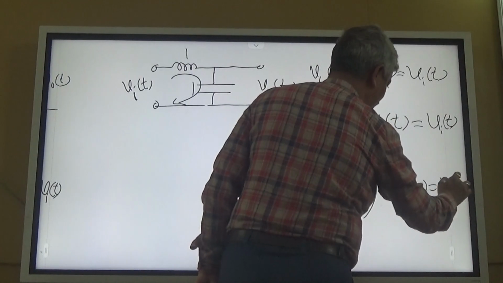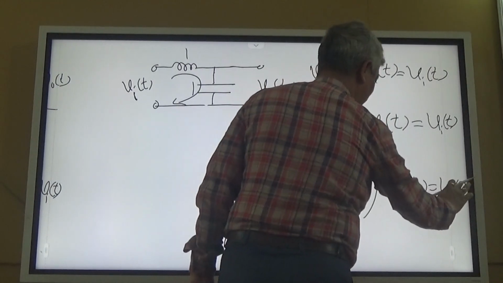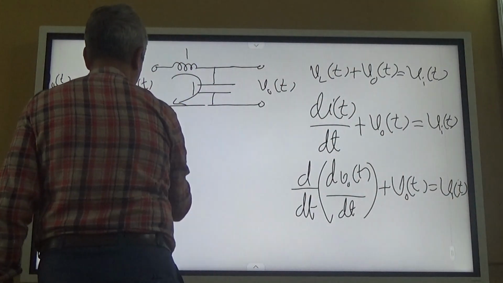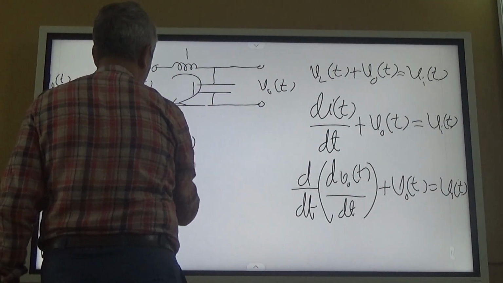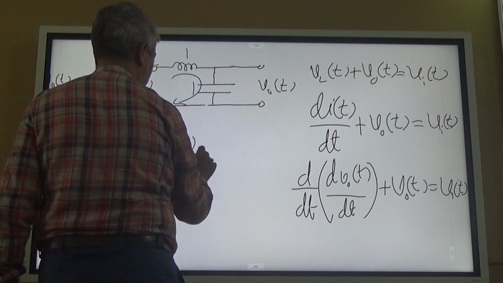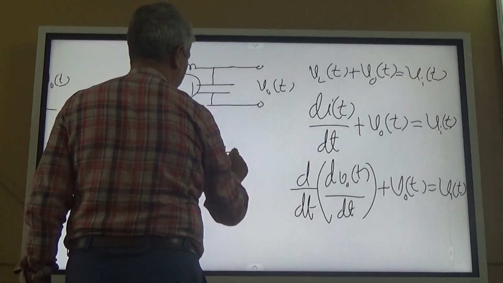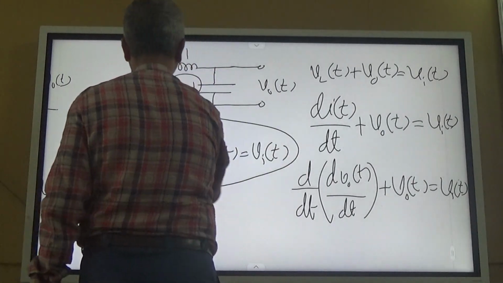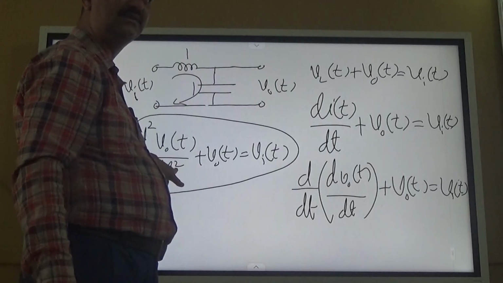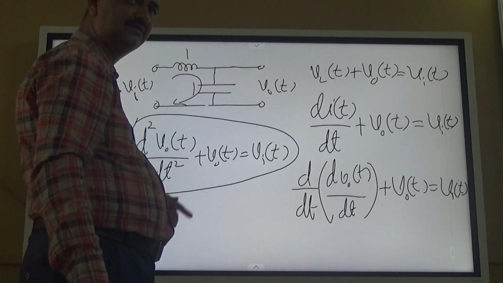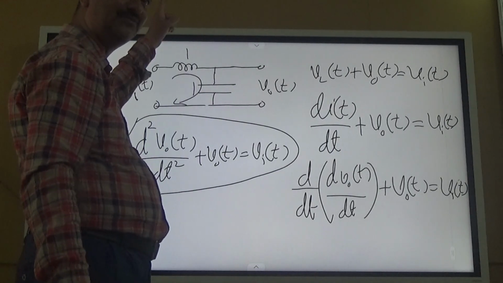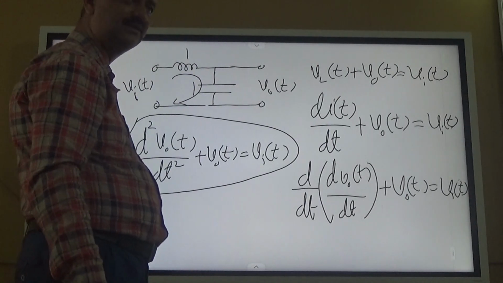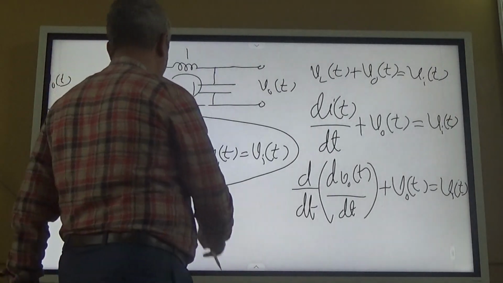I was confused how you get that equation, but last time we might have made some mistake. So the final equation is d²V_O(t)/dt² plus V_O(t) is equal to V_in(t). This is the capacitor equation, right? So this is the final equation, right? Now you put that.